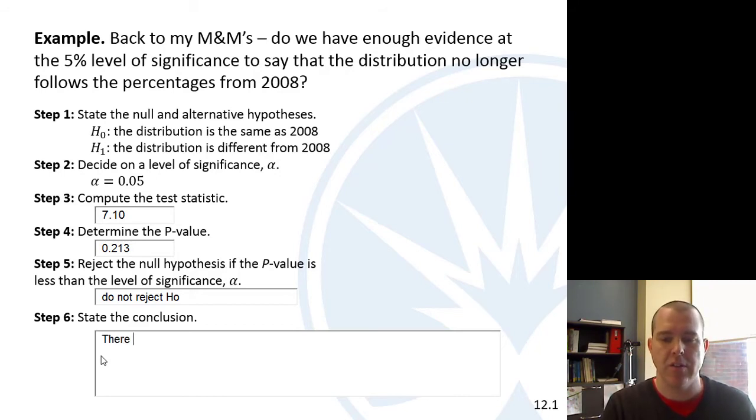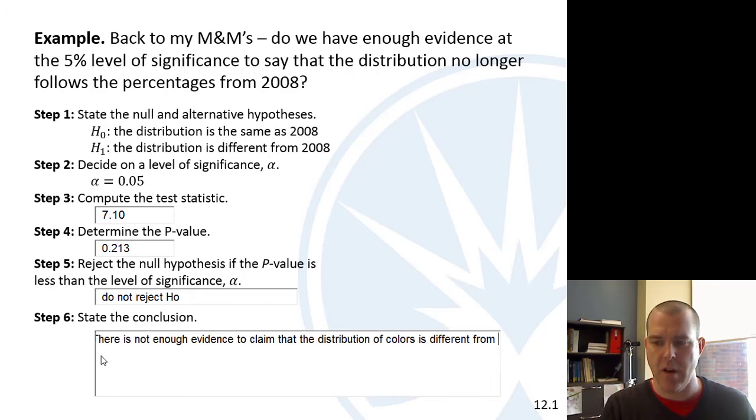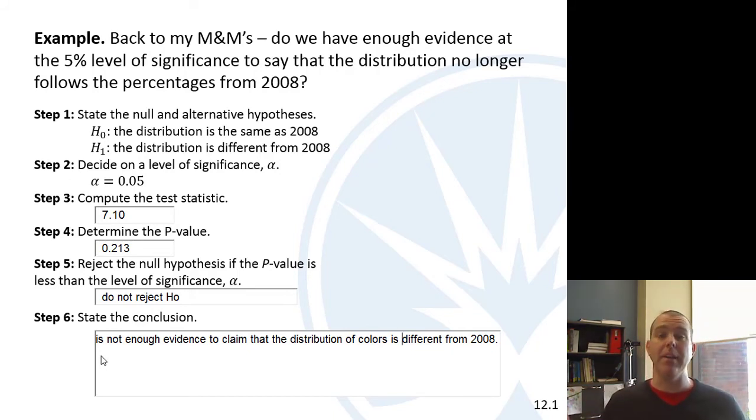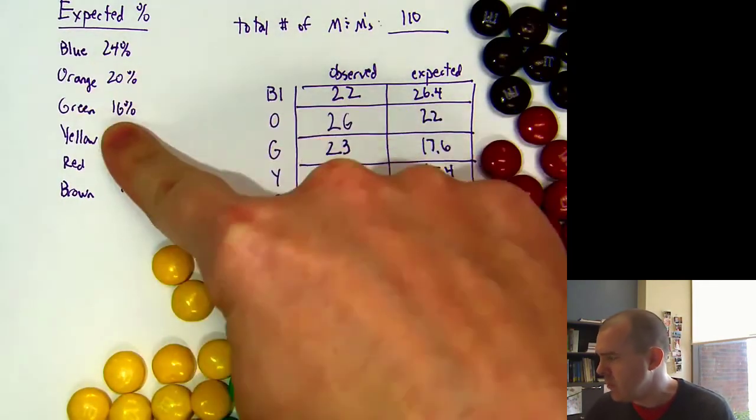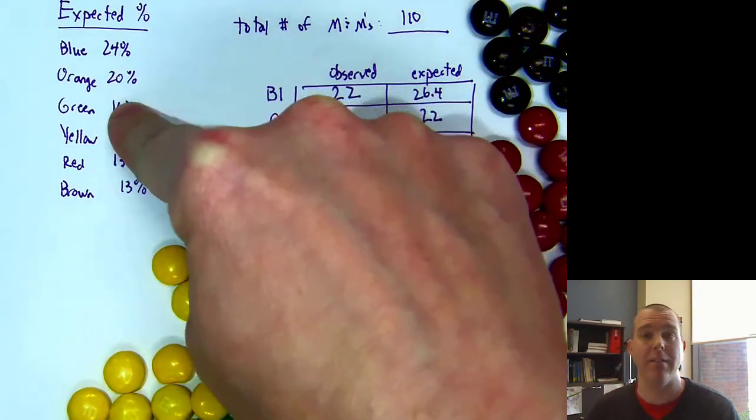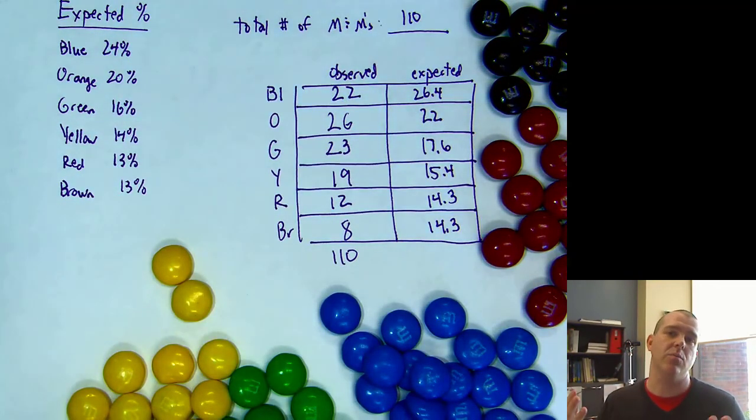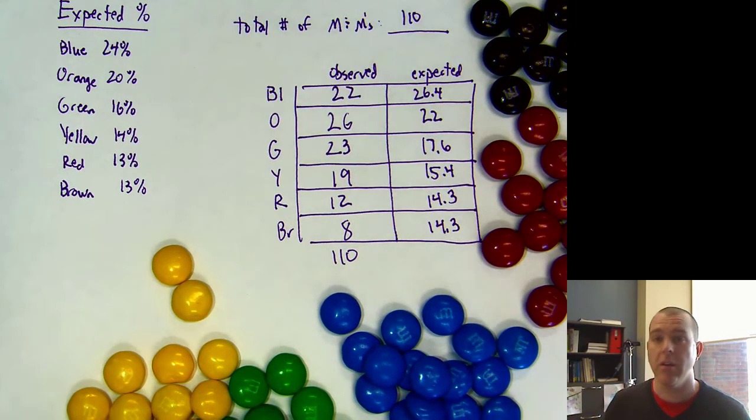Or shouldn't say there's no evidence. There's not enough evidence to claim that the distribution of colors is different from 2008. Anyway, now of course they might be different, right? We're not saying that they're definitely exactly the same as those expected ones. They might be exactly the same. They might not be. All we can say is we don't have enough evidence to say they're different from those. So that is the chi-squared goodness of fit test.